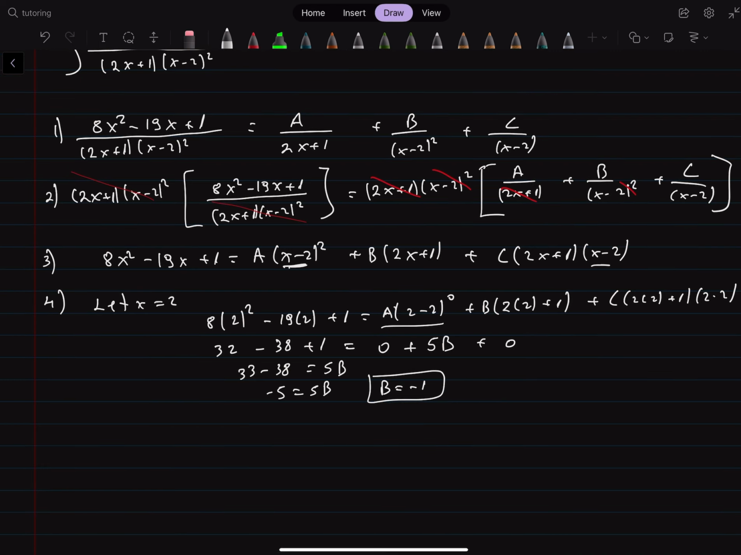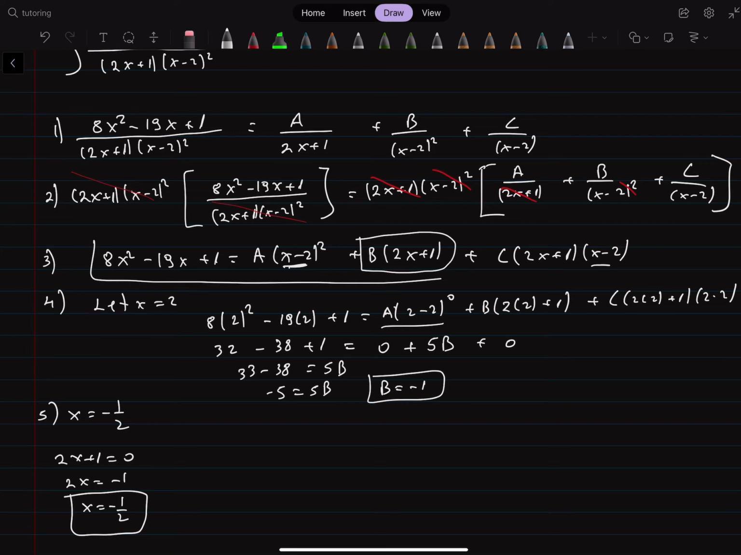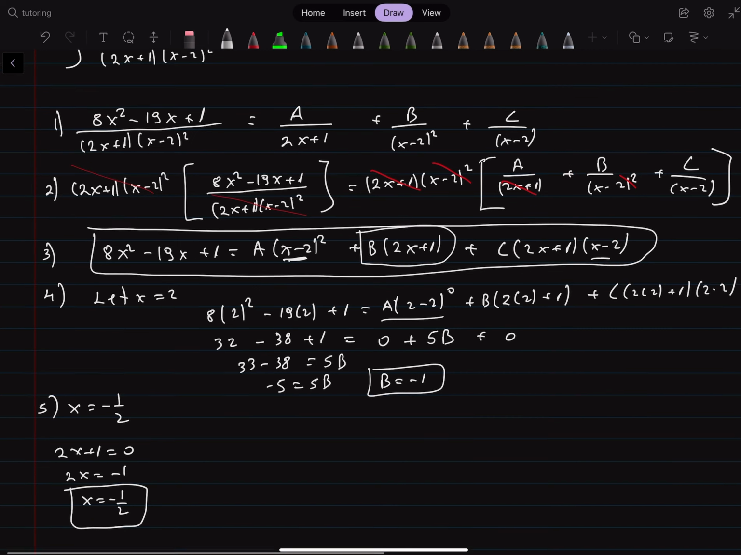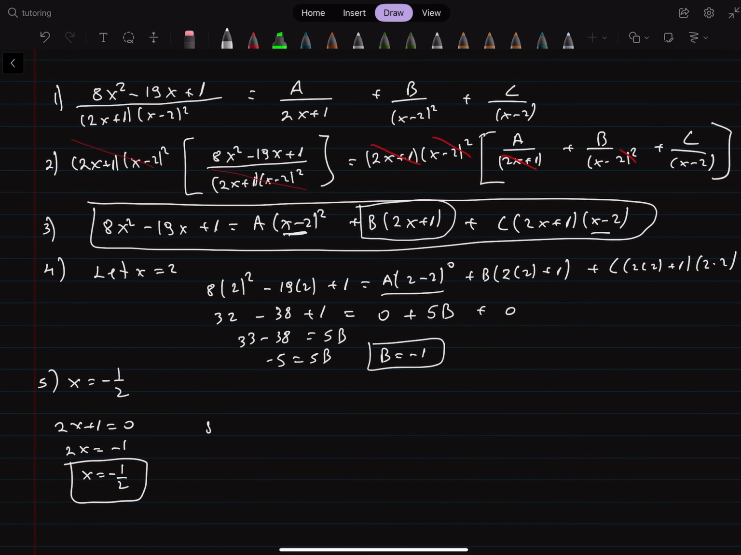So for the second one, we'd let x equal minus a half. The reason being, when we have term B, we have 2x + 1. So if we say 2x + 1 equals 0, 2x is going to be equal to minus 1, and x is going to be equal to minus a half. That's how we find why x is equal to minus a half. Then we follow the same procedure, so we substitute it back into the equation. We would have 8 times (−1/2)² minus 19 times (−1/2) plus 1, and then we substitute on the other side as well.